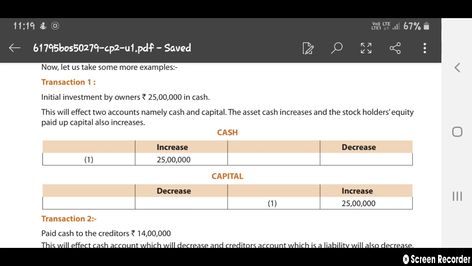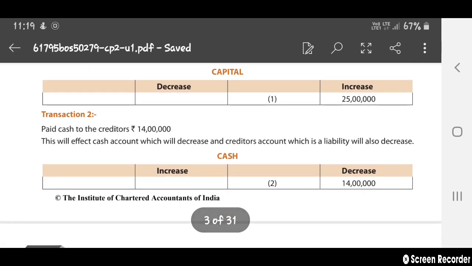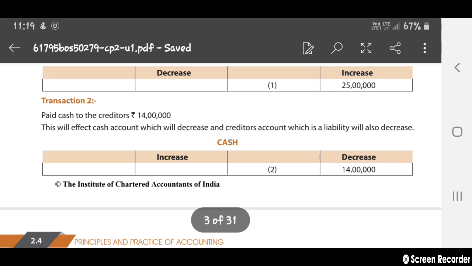So the cash you have paid is 25 lakh for getting that product. Capital, how much you have invested, that is also 25 lakh. Like this you have to increase here. You have to interchange, you have to see for which you have paid.